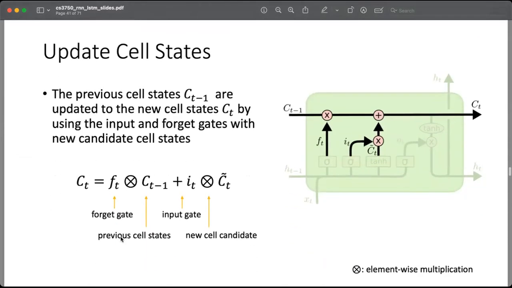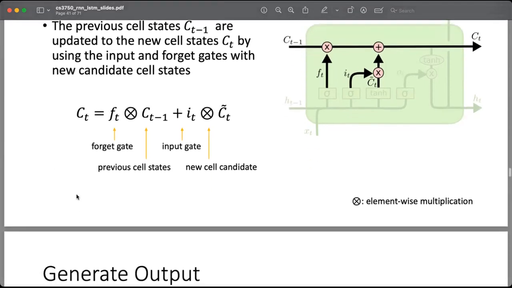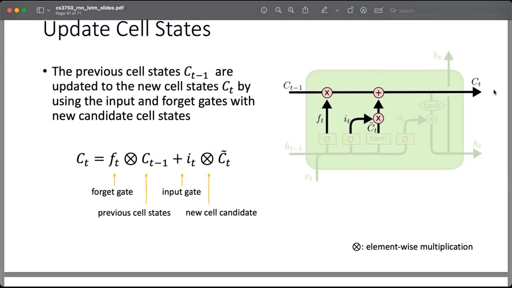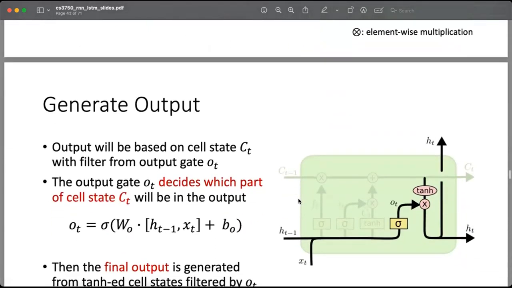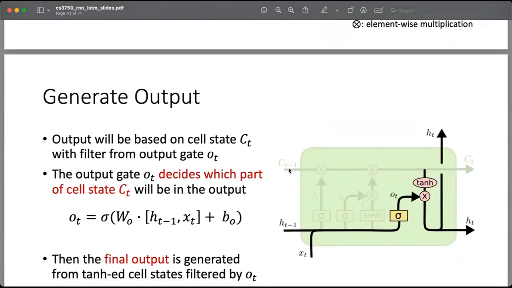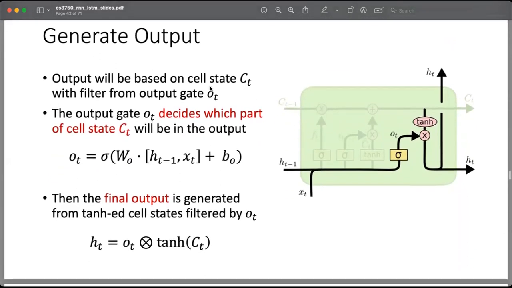And then there's something which is called an update cell. So the previous cell, which had C_{t-1}, which comes from the previous hidden layer, is updated to the new cell states by using the input and forget states with new candidate cell states. And this is the way you would simply set it up here. And when you have that, you produce the output, which is fed into the next one. And at the same time, when you want to generate the output here, you keep track of this cell state C of t, which is filtered from the output stage.